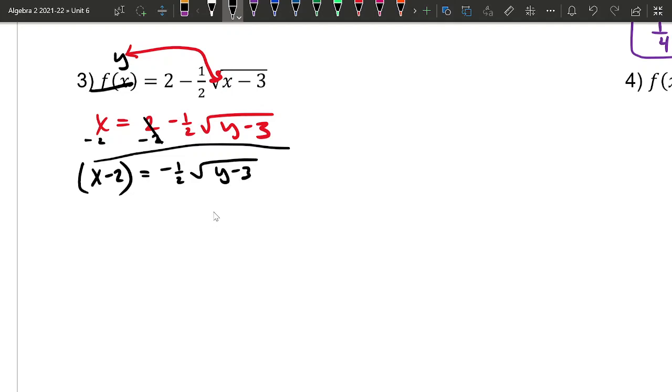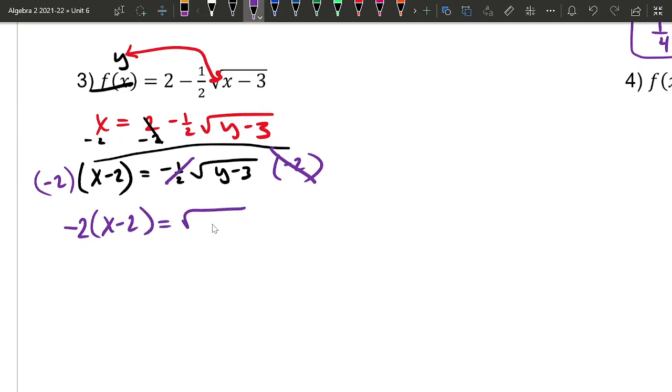All right, so now I want to get rid of the negative half. To get rid of a number in the denominator, I need that same value in the numerator, so 2, but it's negative, so I want to multiply by a negative 2. So if I multiply the right by negative 2, it cancels out the negative half. If I do it on one side, I have to do it on the other side also. So now I have negative 2 times (x minus 2) equals the square root of y minus 3.